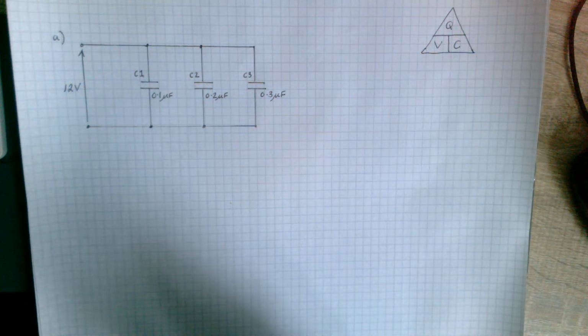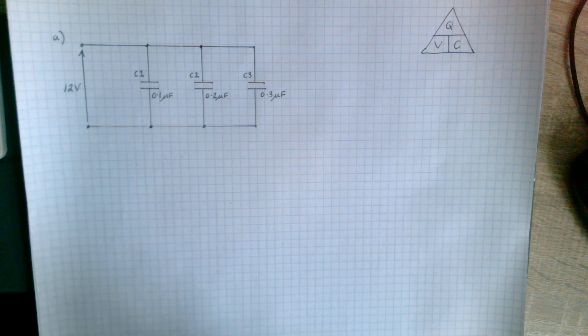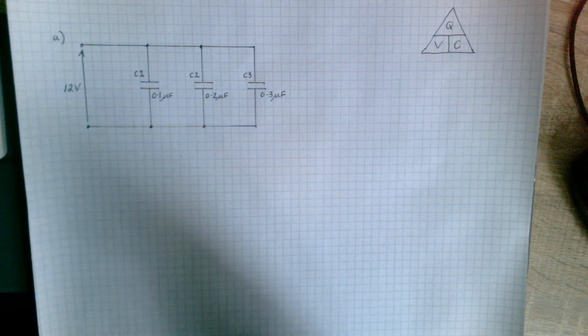Okay, so this is from tutorial 5, and this is question A. For each of the networks that you're shown in tutorial 5, you're to determine the charge stored by each capacitor and the voltage across each capacitor. If you look back on your notes to page 17, you'll see the rules for charge and voltage in capacitors.